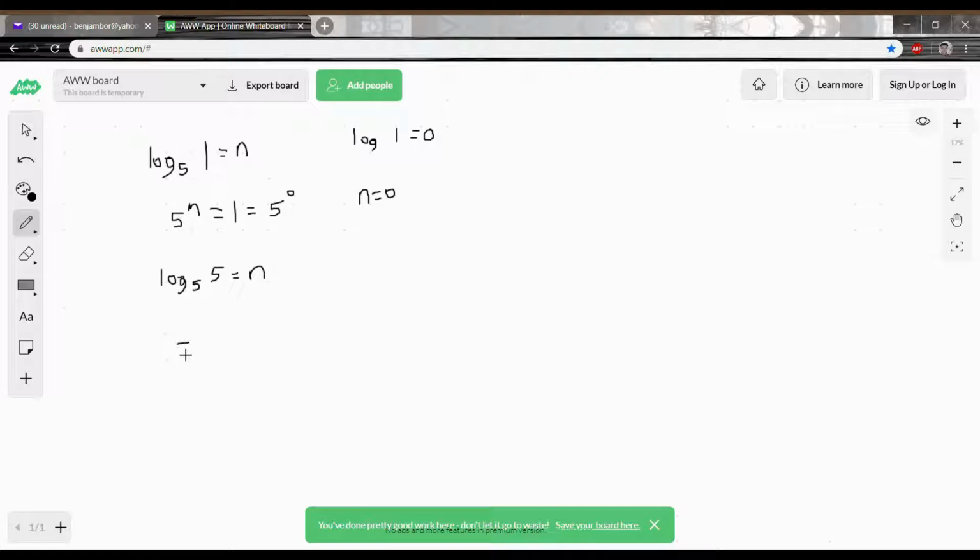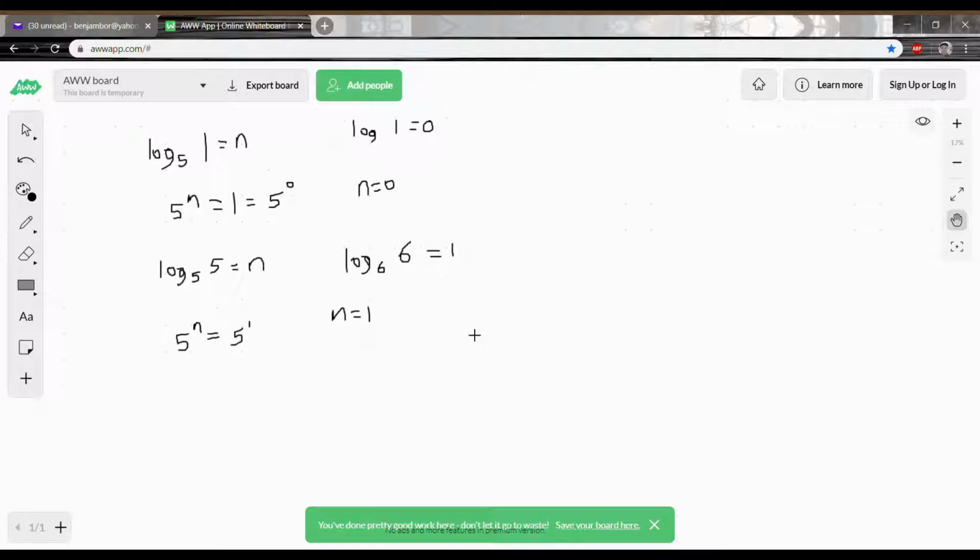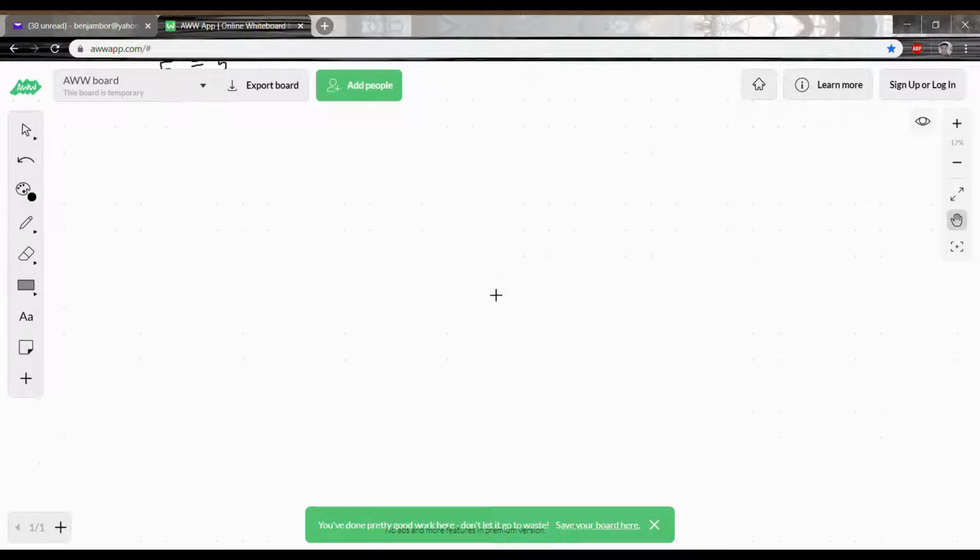So our base is 5, our exponent is n, and we're setting that equal to 5, well, 5 is the same as 5 to the 1 power. That means n is equal to 1. So we can just say as a general rule that anytime we have a log of a number of a certain base that's the same, it's always going to equal 1. I'm going to do another example really quick, and then we'll teach you how to do this on your calculator.